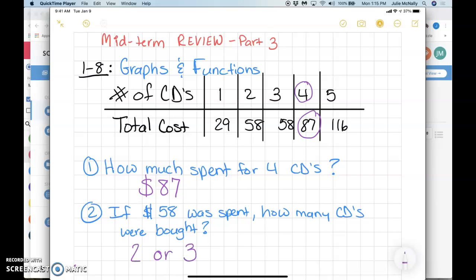2 or 3. We can't tell because apparently it's the same cost to buy 3 CDs as it is to buy 2. Well, maybe it's a discount. I think they want you to buy 3, so they're giving you a deal.